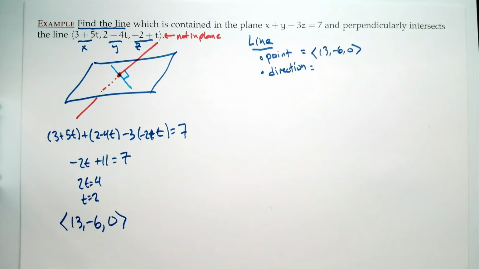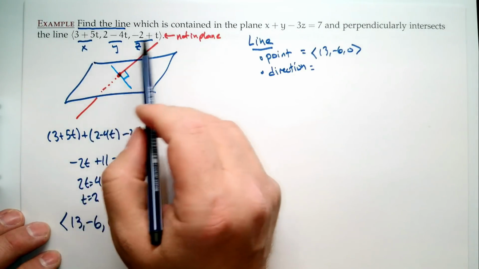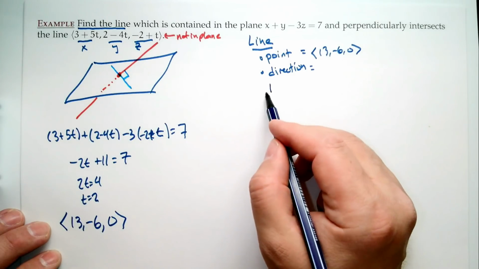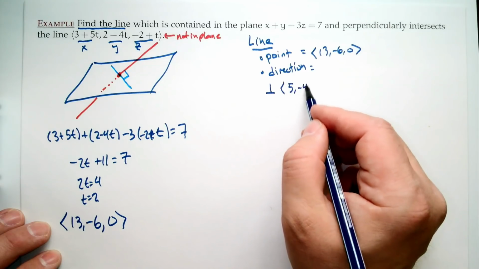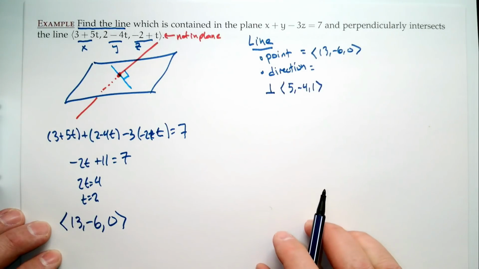Oftentimes, if you're asked to find a direction of something, we start by saying, well, is there something perpendicular to it? And in this case, we can say, yeah, there's actually two things it's perpendicular to. It's got to be perpendicular to our original line. So we know that our direction has to be perpendicular to our original line, which has 5, negative 4, 1 as the direction of that line.